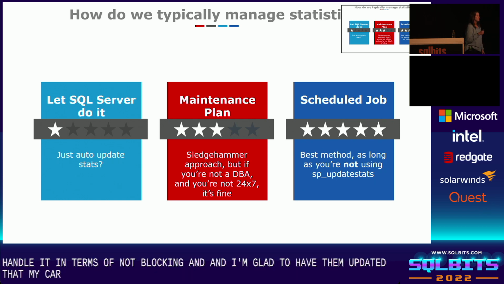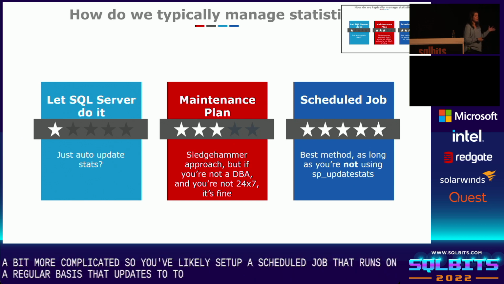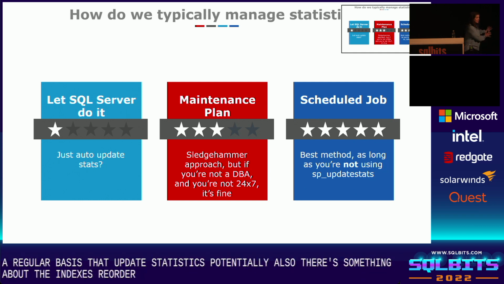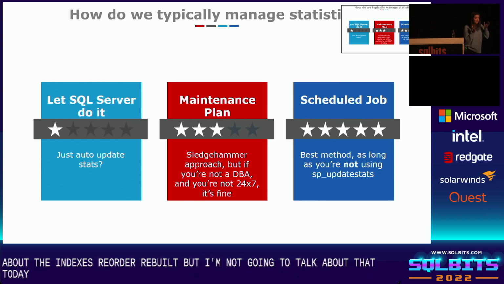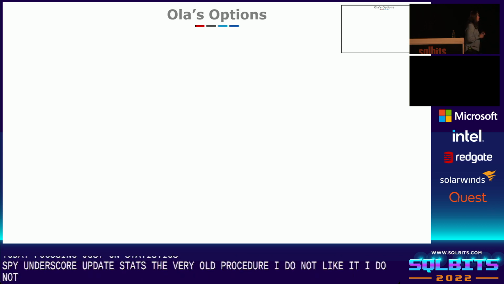So you've likely set up a scheduled job that runs on a regular basis, that updates statistics. Potentially it also does something related to indexes, reorg, rebuild, but I'm not going to talk about that today. I'm really focusing just on statistics. So the scheduled job is really the right way to go, as long as you are not using sp_updatestats. It's a very old procedure. I do not like it. I do not recommend it.